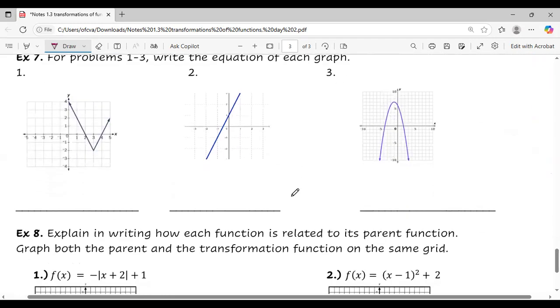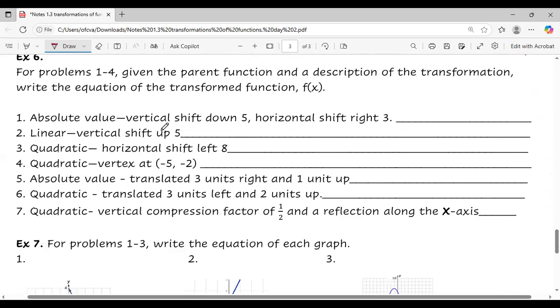All right, for these, we've already practiced some of them when we did the investigation, so I'm going to go quickly through these. For problems 1 through 4, given the parent function and the description, write the new equation. So for this one, it's absolute value, so we're going to have absolute value bars around the x. Vertical shift down 5, that's your k, minus 5. Horizontal shift right 3, h is 3. So this one becomes f of x equals the absolute value of x minus 3, minus 5.